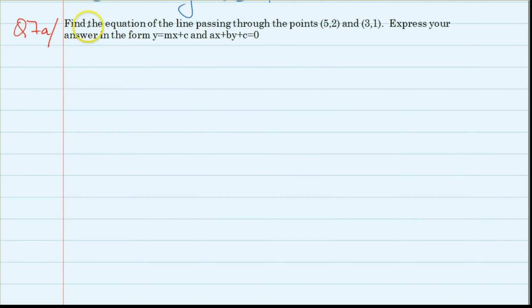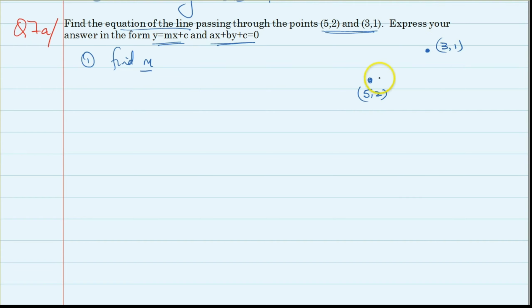Question 7a asks us to find the equation of the line passing through these 2 points, and we're asked to express our answer in 2 different forms of the equation. So let's find the equation first, and then we'll worry about how to express it. As per usual, step 1 is to find m, or the gradient. I'm just going to draw a little diagram here. This point here, I'm going to call it 3, 1, and I'm going to draw the other point there and call it 5, 2. It really doesn't matter whether we call these 3, 1 or 5, 2. In fact, let me change them around. The math doesn't change.